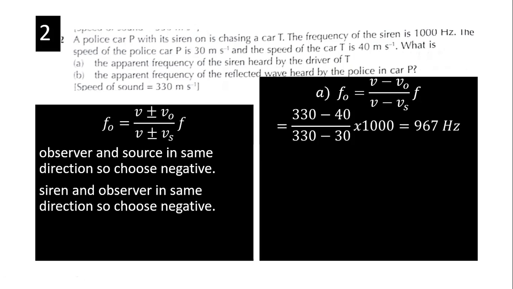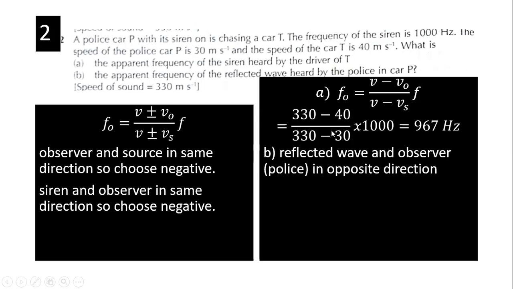So you're using the same formula. Now you're looking at the observed frequency, and there's also the reflected frequency. Reflected wave and observer. Now the observer is the police. The car is the one that reflected it in the opposite direction. The reflected wave is moving away from the car, going towards the police car. The police car is now the observer, so both are in opposite directions.